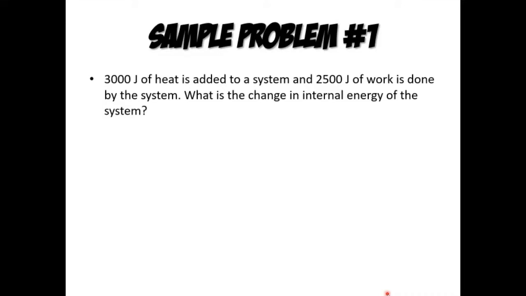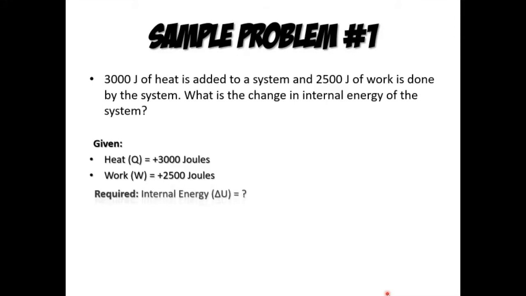Ito na nga, nandito na tayo sa sample problem number 1. So, 3,000 joules of heat is added to a system and 2,500 joules of work is done by the system. What is the change in internal energy of the system? So meron tayong given na heat, no? Positive 3,000 joules, and then yung work positive 2,500 joules. So yung required na hinahanap natin is yung internal energy or yung delta U.